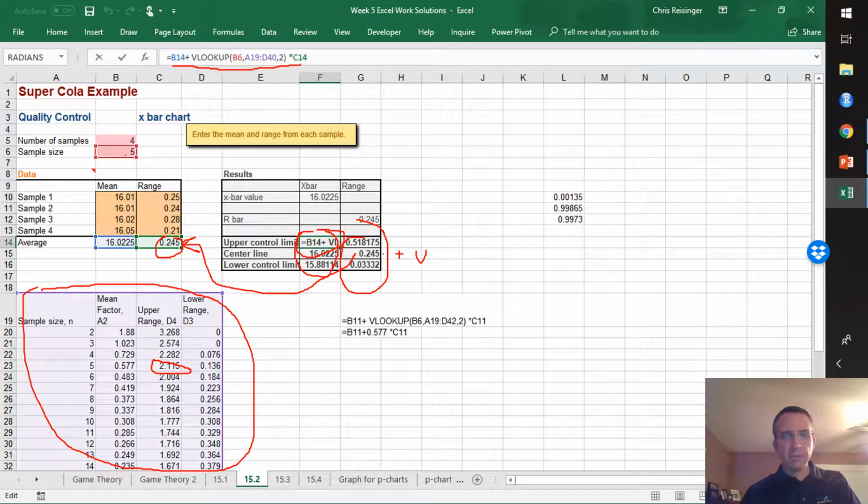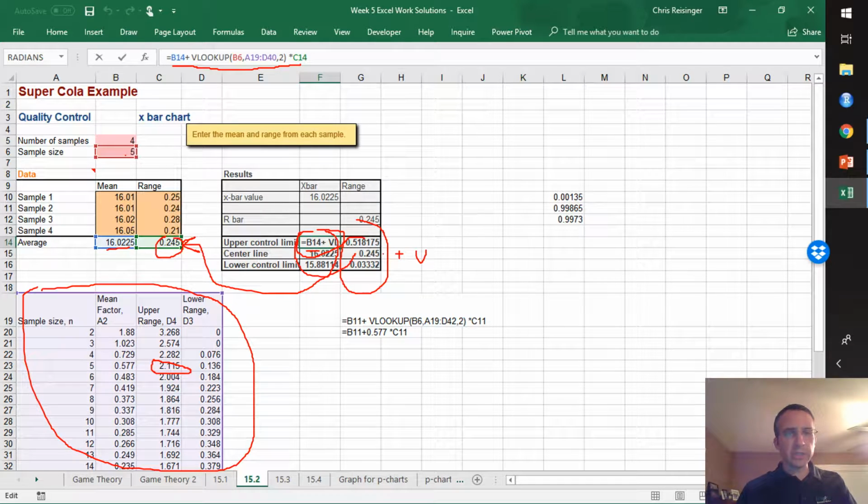So this formula right here, up here, takes the center line, it takes the average, so B14 right here. Yep, there's the average. So this is the average of all of our averages, right? This is the average of all the averages. Take that, the 16.0255, and let's take a factor.